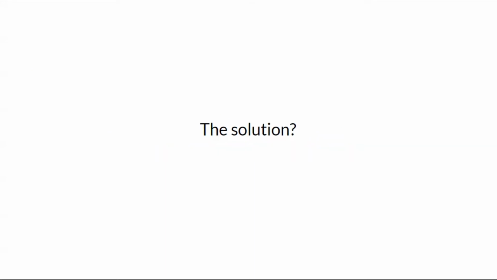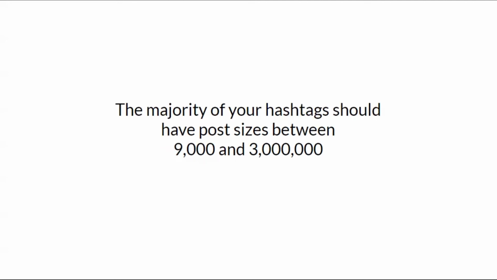So what is the solution? You've got to find the happy medium. When you're selecting hashtags, the majority of those that you choose should have post sizes between 9,000 and 3 million. You don't want to use any hashtags that have no activity, and you also don't want to be using too many hashtags that have way too much activity, because you're not going to be seen in either of those scenarios. So you want to find the middle ground here, and a good number of reference is between 9,000 and 3 million.